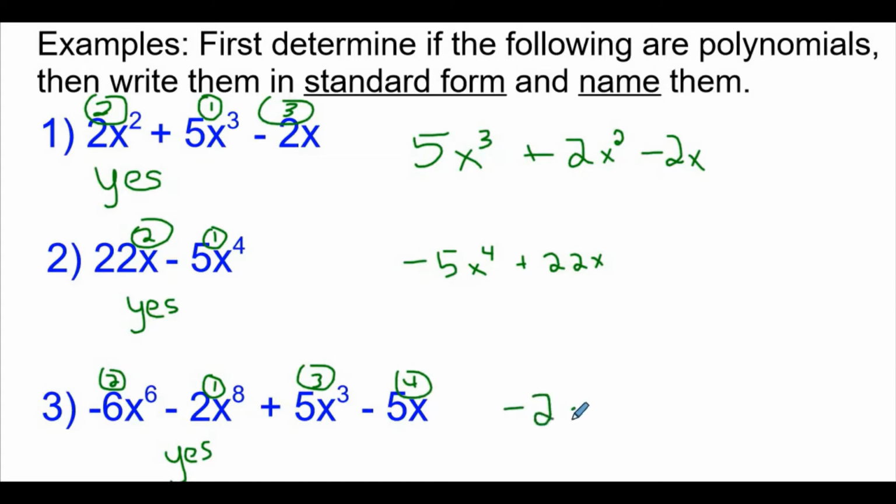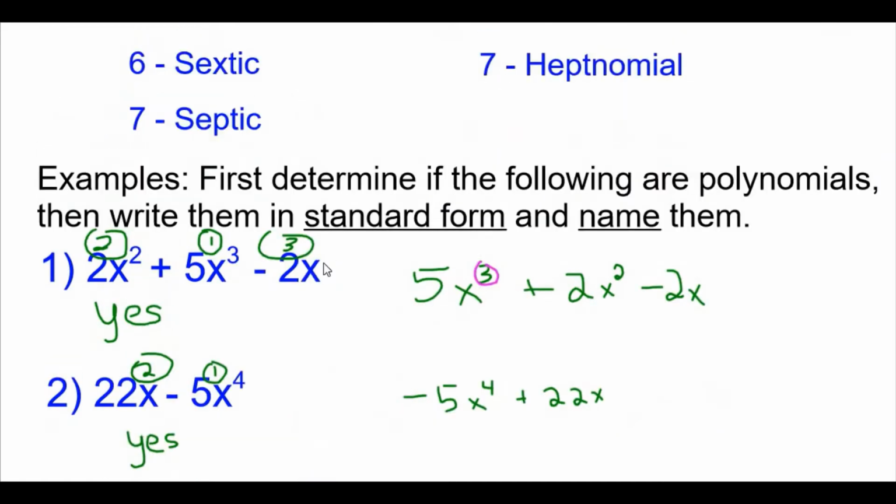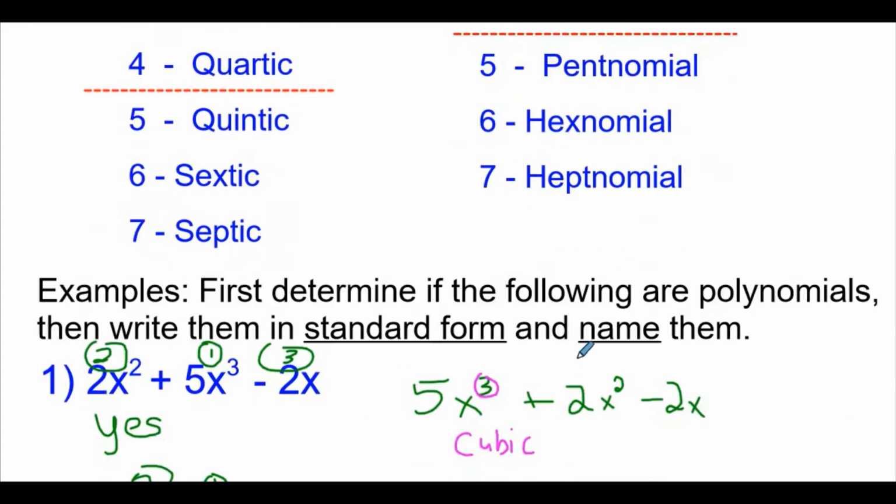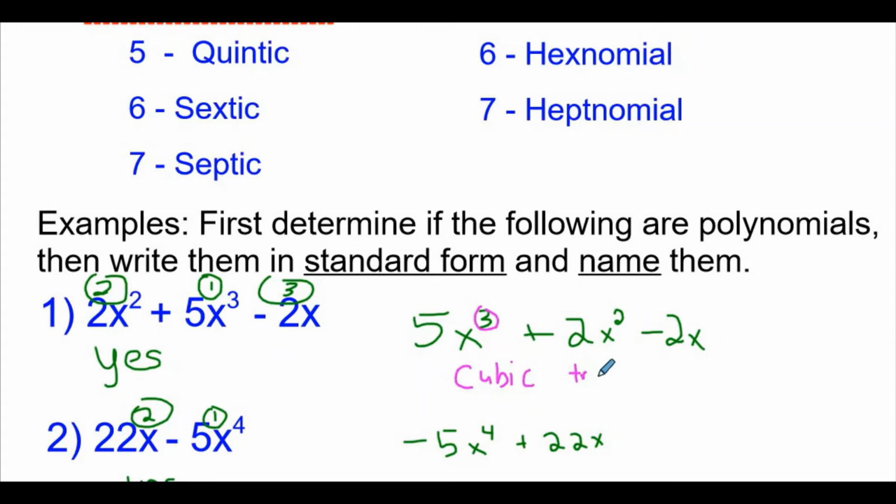So it would look like this: negative 2x to the 8th power minus 6x to the 6th power plus 5x to the 3rd power, and then minus 5x. So to name them, right, we look here, 3, we go back up to the chart, 3 is a cubic, so that's a cubic. And there are 3 terms, 1, 2, 3, we established that here. So 3 terms is a trinomial. So this is a cubic trinomial.